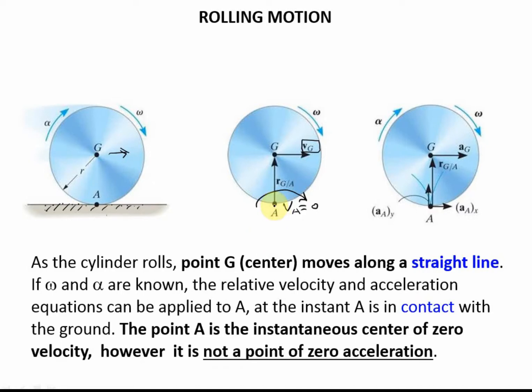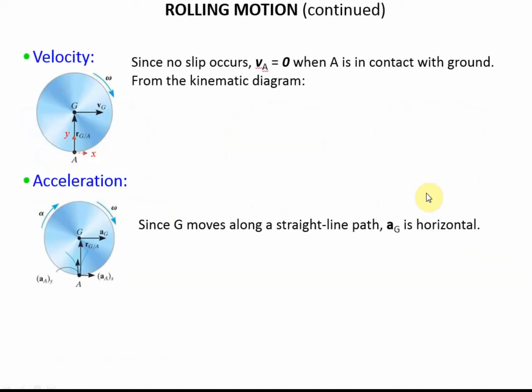However, the point A has zero velocity, but it's not a point of zero acceleration. There might be acceleration of A at this instance.